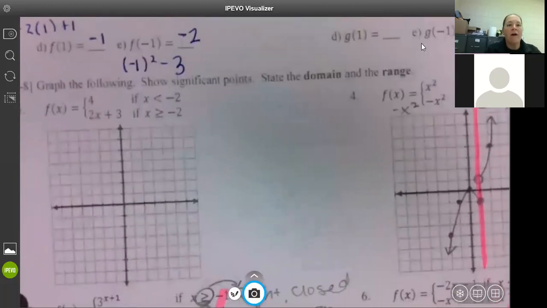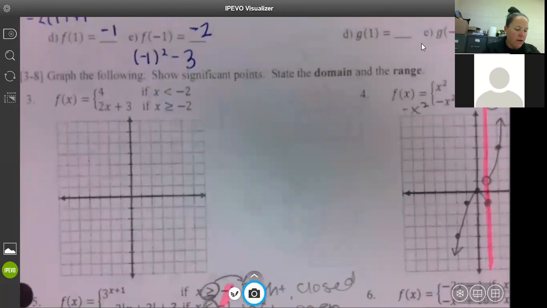And then for graphing, I'm going to graph this one. Just to remind you, how do I graph it?